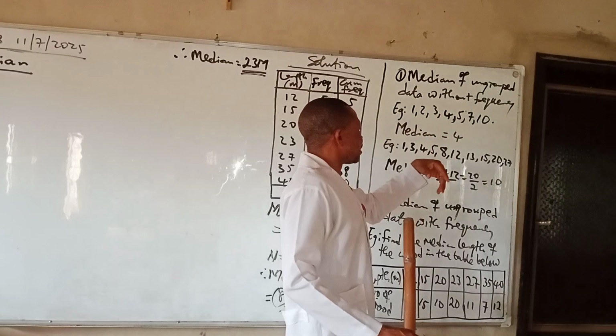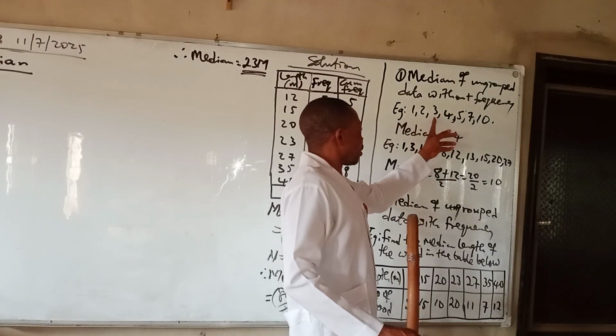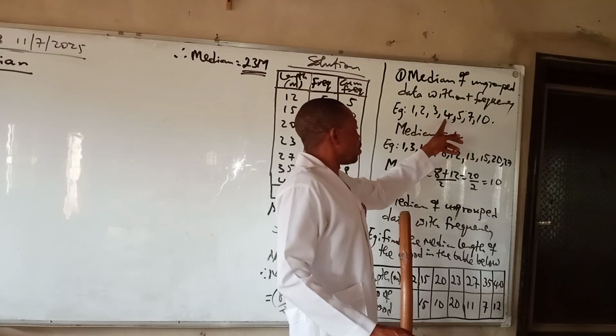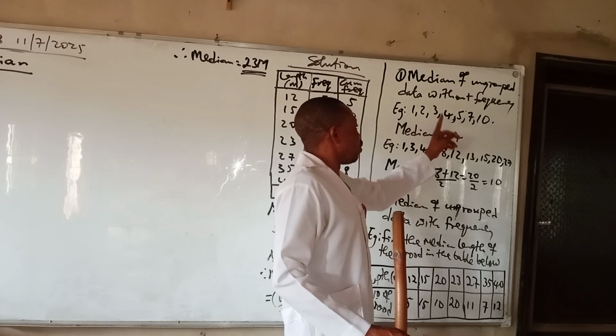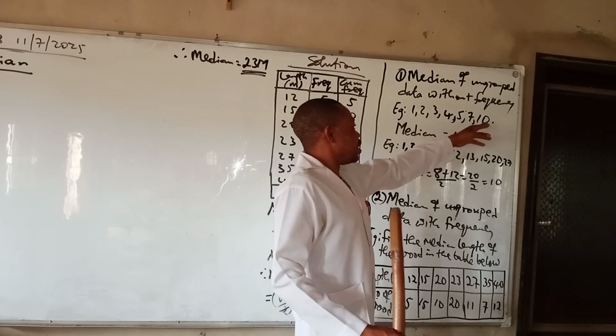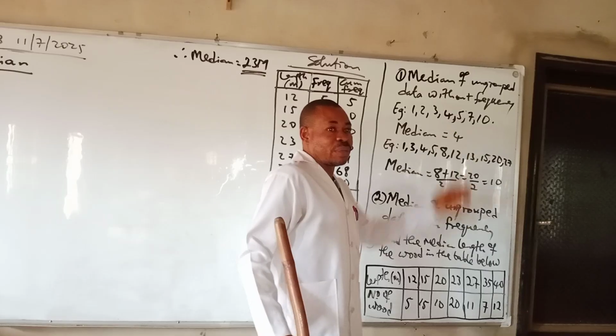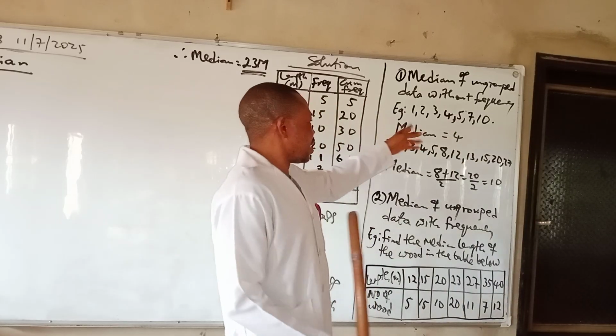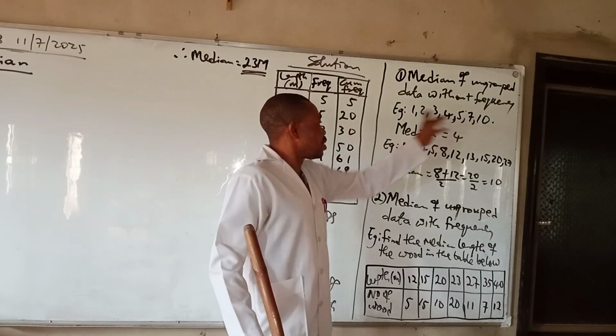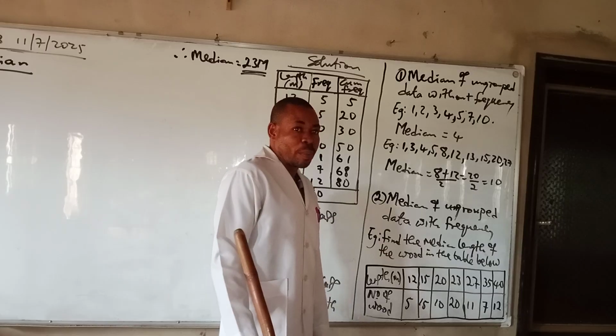Based on this, we notice that 1, 2, 3, the 4 is found at the middle. So the 4 is now the median of the given data distributed. We notice that the total number in this first example is an odd number.